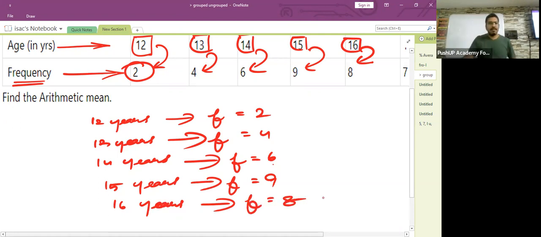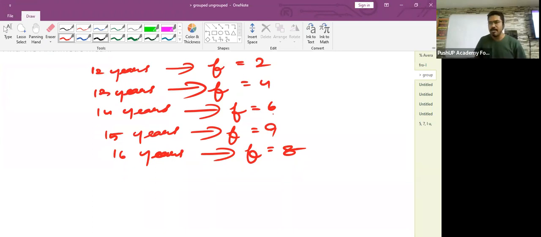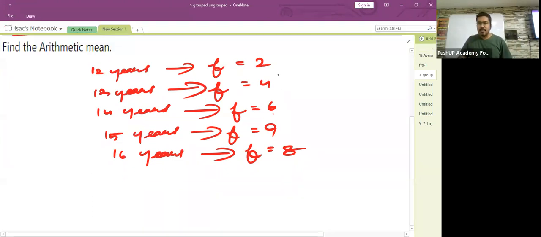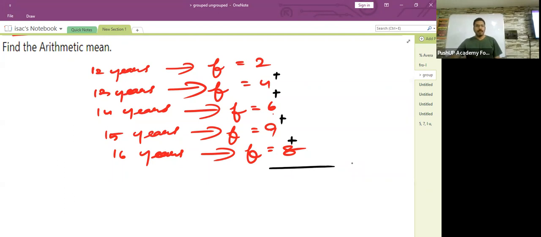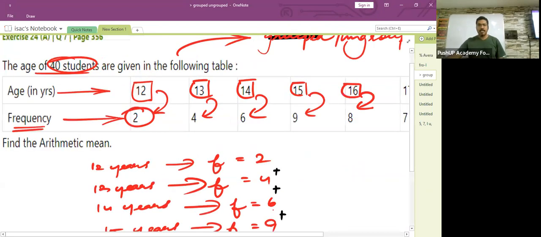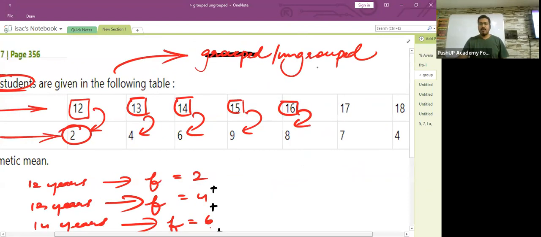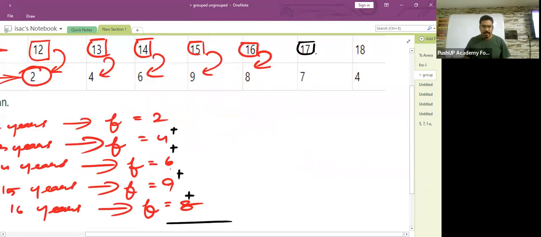I'll ask you something. How many people were we talking about? Total, how many people were there in this experiment? 40 people? Exactly. I want you all to take the sum of these frequencies. Tell me whether it is 40 or not. One more is there. Oh, here it is. Okay, I forgot. 17. How many are there? 7. So I'll write it here.